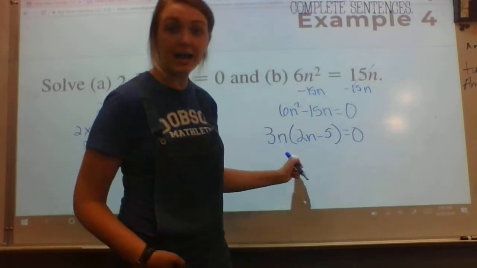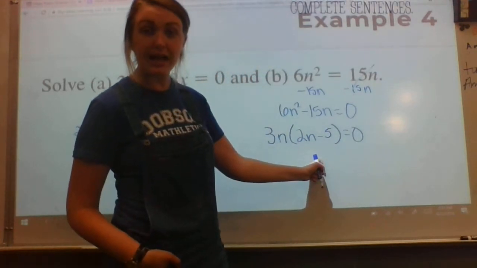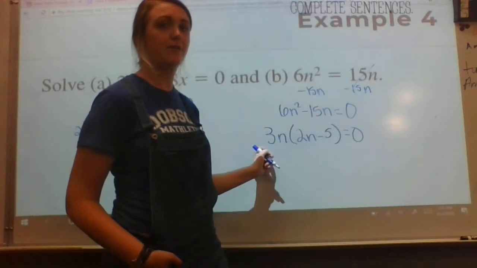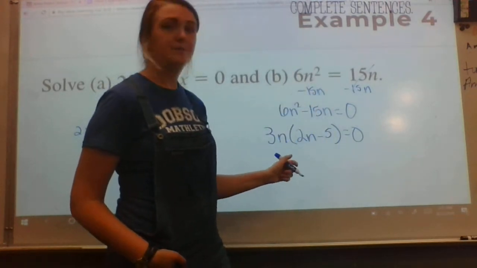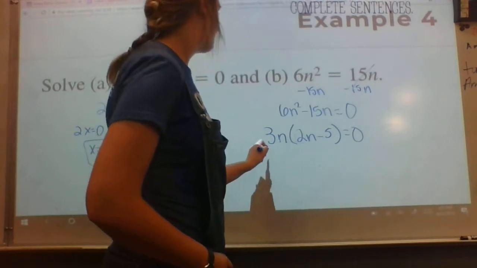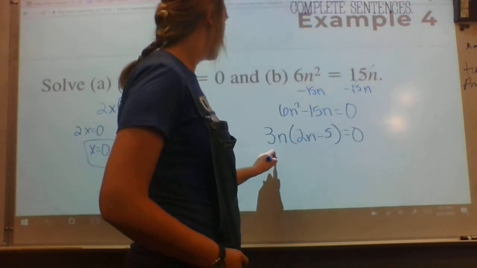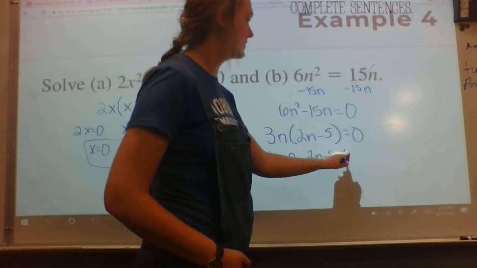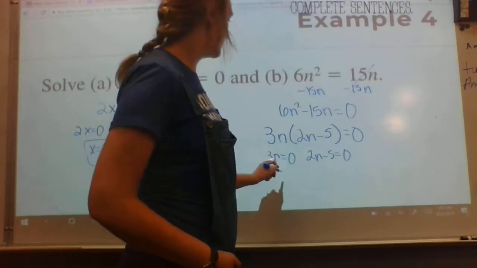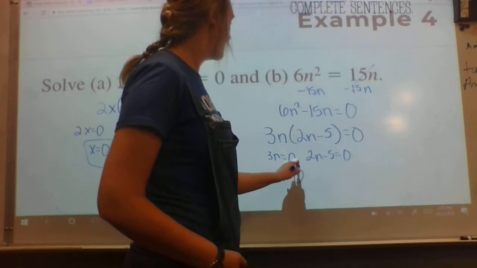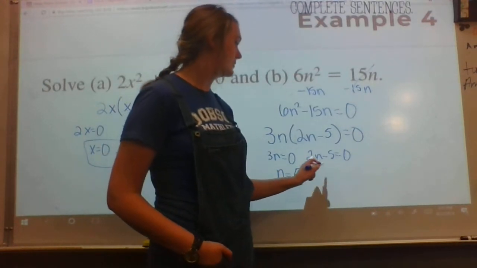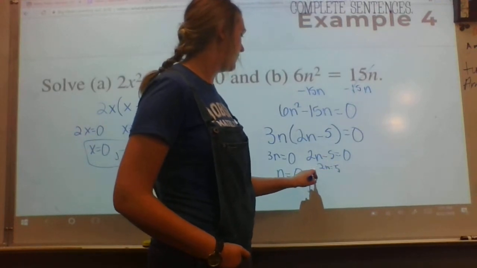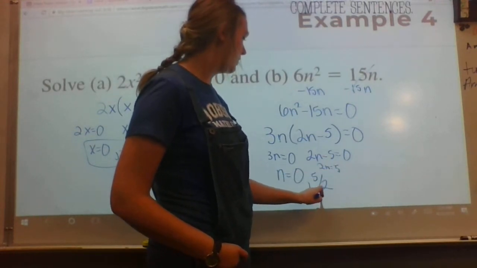Now that I have factors, I can solve. I can't solve it when it's written like this. There's no factors. You have to have your 2 factors. Now I do have 2 factors, so I can solve. 3n equals 0, and 2n minus 5 equals 0. 3n equals 0, that gives me 0 as one of my answers. 2n minus 5 equals 0 gives me 2n equals 5, which gives me an answer of 5 halves, or 2.5.